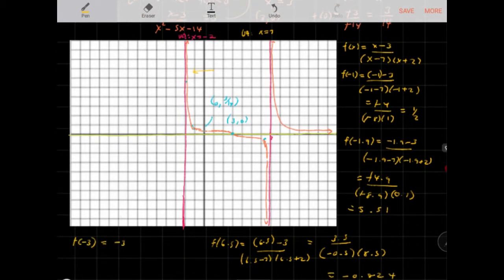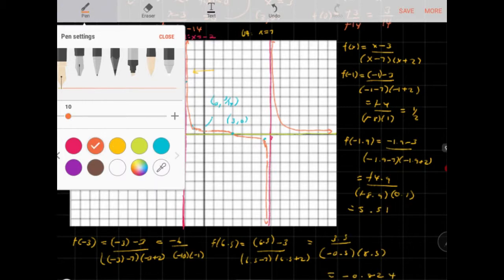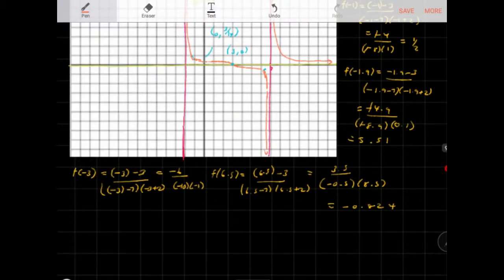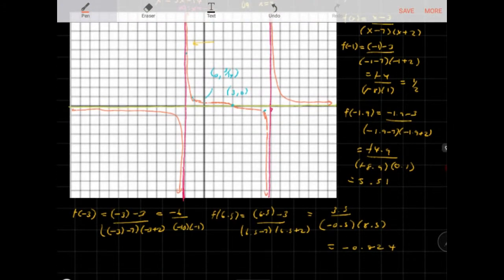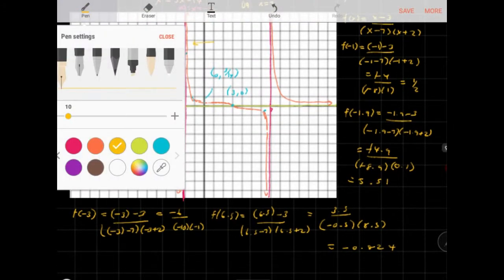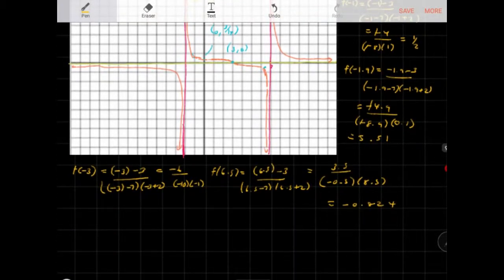So we just want an idea of what the graph is going to look like. Negative 3 minus 3, negative 3 minus 7, negative 3 plus 2. So this is negative 6 over negative 10 times negative 1. Right, so this is actually going to be negative. So because it's negative, then the sketch is going to look like this. It's going to follow the confines of the graph. You guys can keep doing test points, but this is what the graph will essentially look like. By doing test points, you can figure out what the sketch will look like.